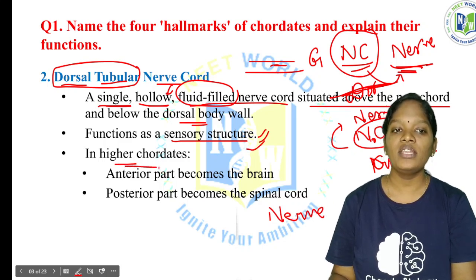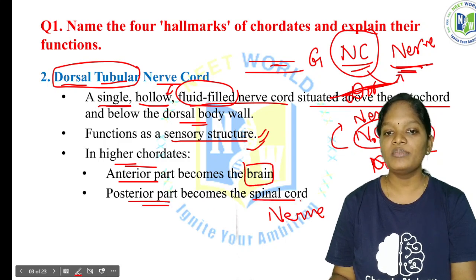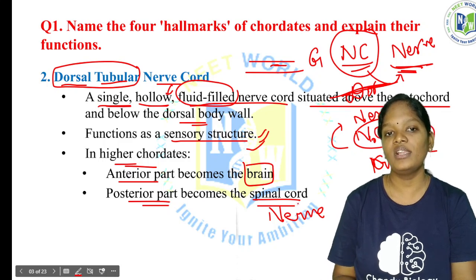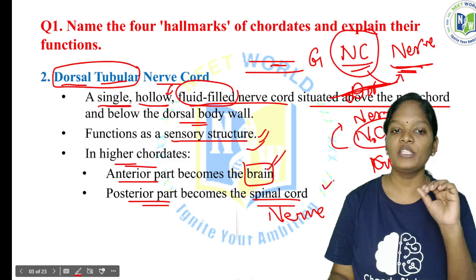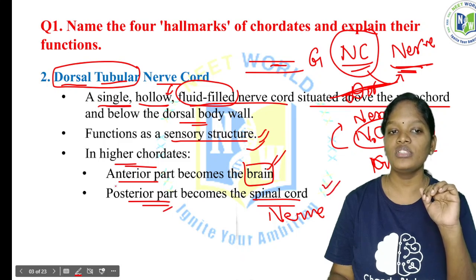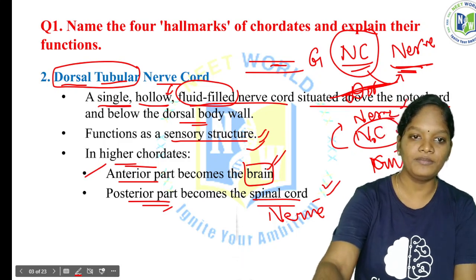Now in higher chordates, how will the nerve cord look? In the higher chordates, the anterior part, the head portion, becomes the brain, and the posterior part of the nerve cord, the tail portion, becomes the spinal cord.